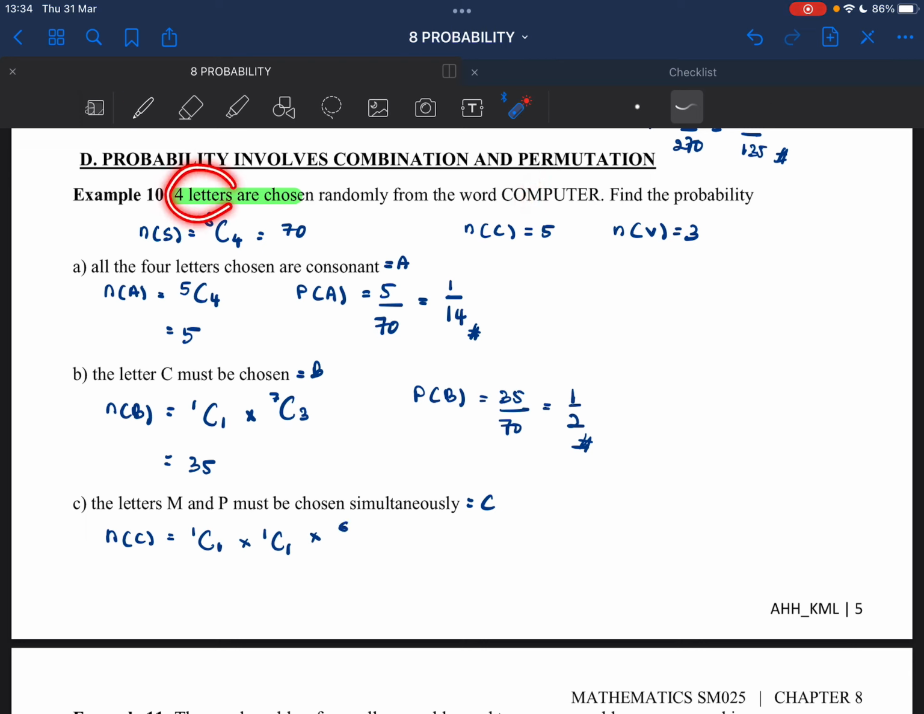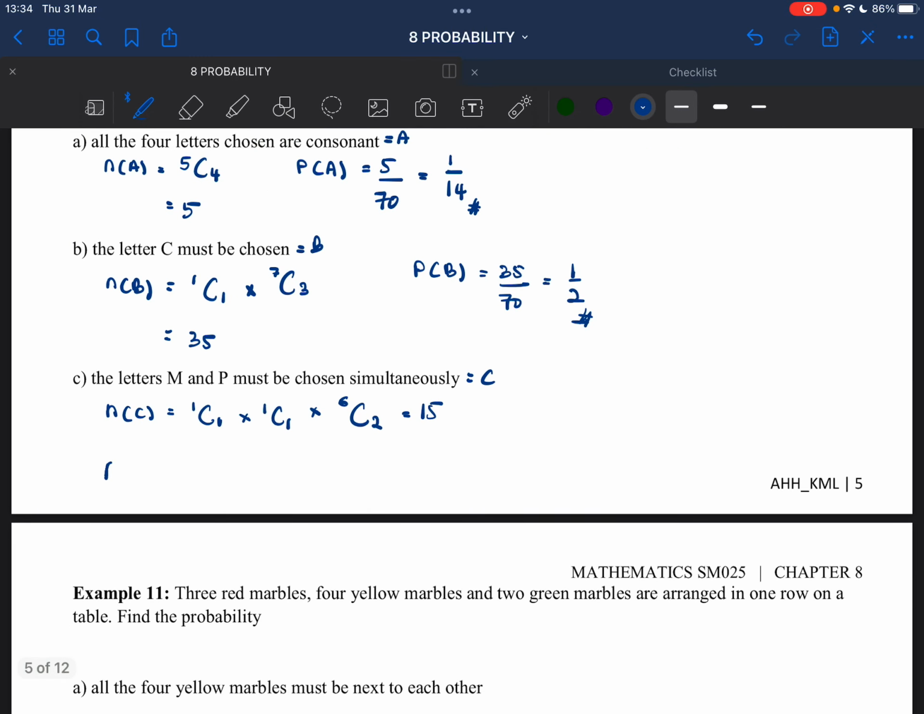You have to choose 4 letters. You already chose M, so that tinggal 3. You chose P, so tinggal 2. So you need to choose another 2 letters. So that will be equal to 15. So the probability of C is equal to 15 over 70, which is equal to 3 over 14. Okay, so simple je sebenarnya. Probability involving combination and permutation, you just do what you have done from chapter 7 and then you divide by the number of sample space.